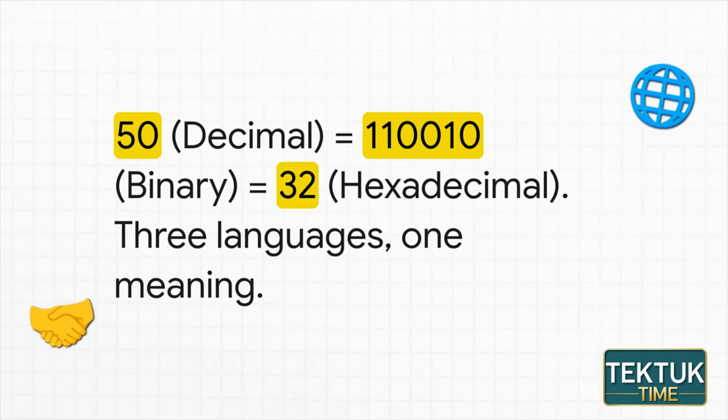So what does this all mean? It means these are just 3 different ways of saying the exact same thing. Our everyday 50 is identical to the computer's 110010, which is identical to the programmer's clean and simple 32. It's 3 languages, but just one single meaning.